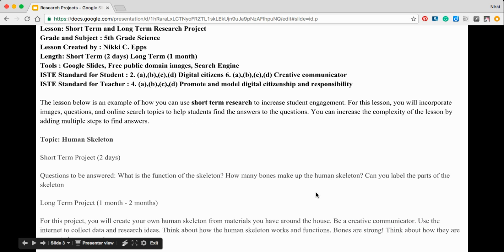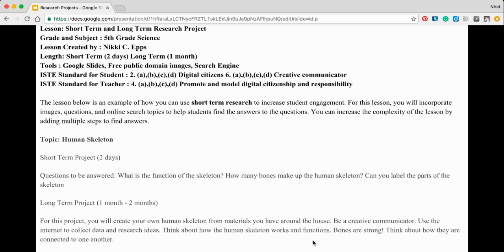So I've given an example using 3 different grades, but using the same subject of science. And we'll see how we can look at short-term versus long-term research projects. So for this lesson, it's a 5th grade science lesson, and we're looking at the topic human skeleton. The lesson is going to use images, questions, and online search topics to help students find the answer to the questions. You can increase the complexity of the lesson by adding multiple steps to find answers.